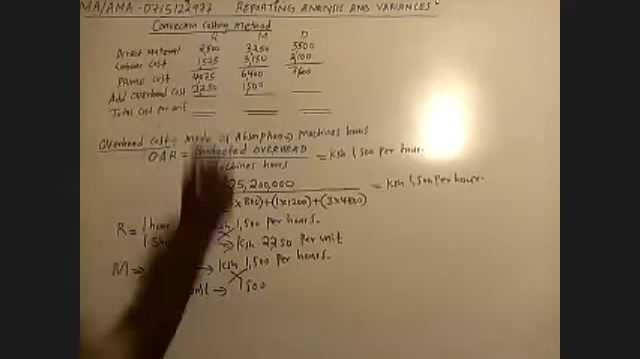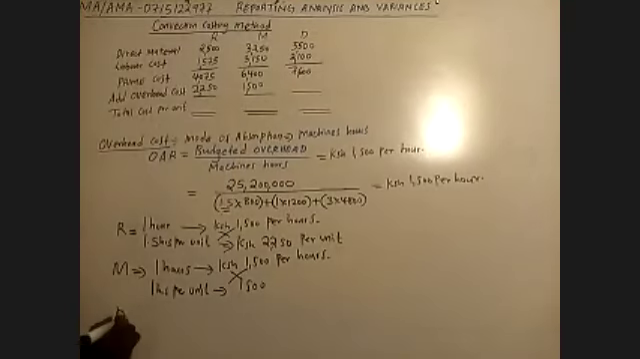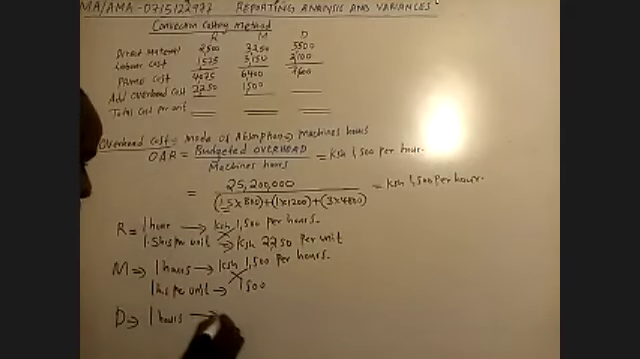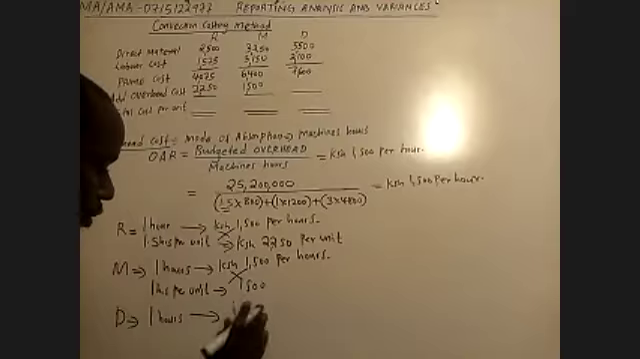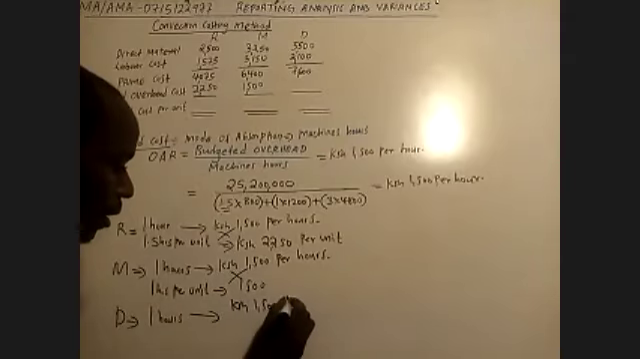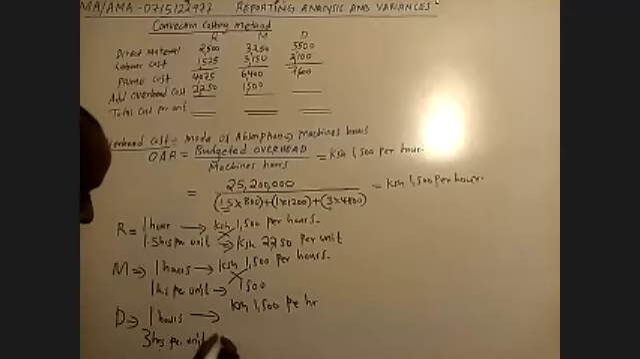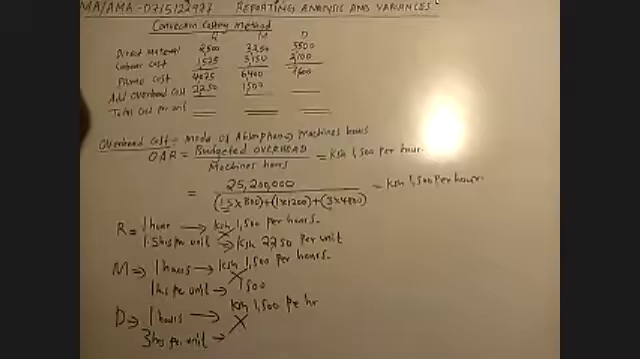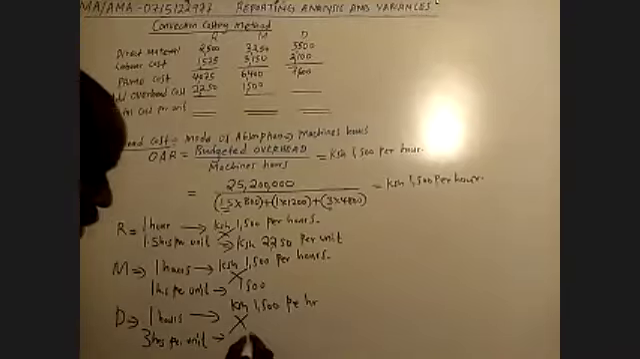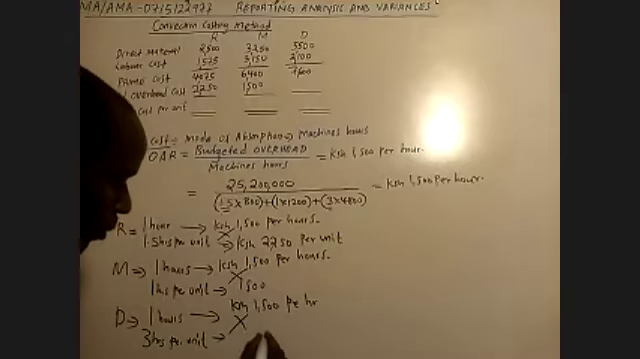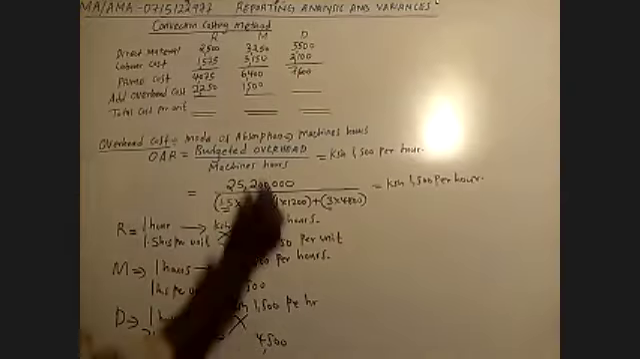For the last one, D, we know that 1 hour costs 1,500 Kenya shillings, 1,500 per hour. How many hours do we have per unit? We have 3 hours per unit. Now, what will be the cost per unit? We interchange, so it's 1,500 times 3, which is 4,500.